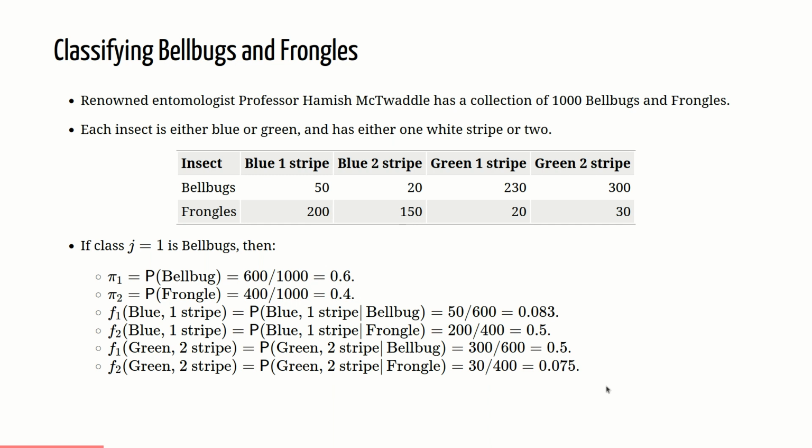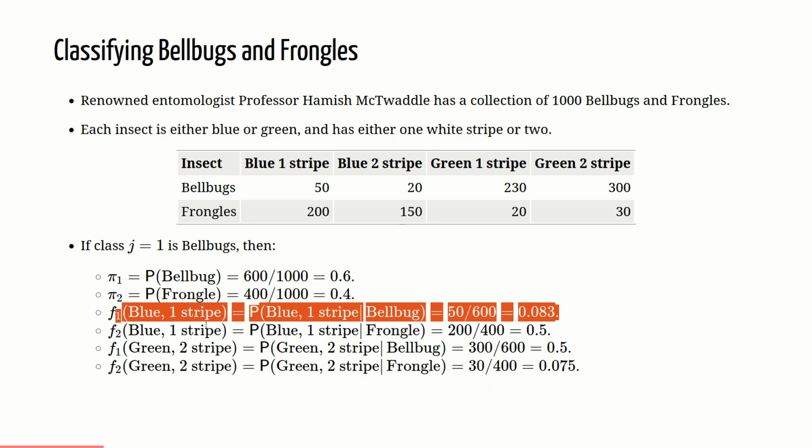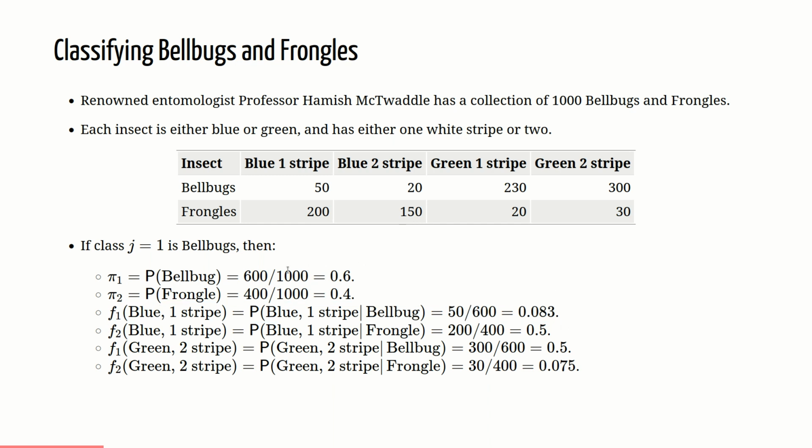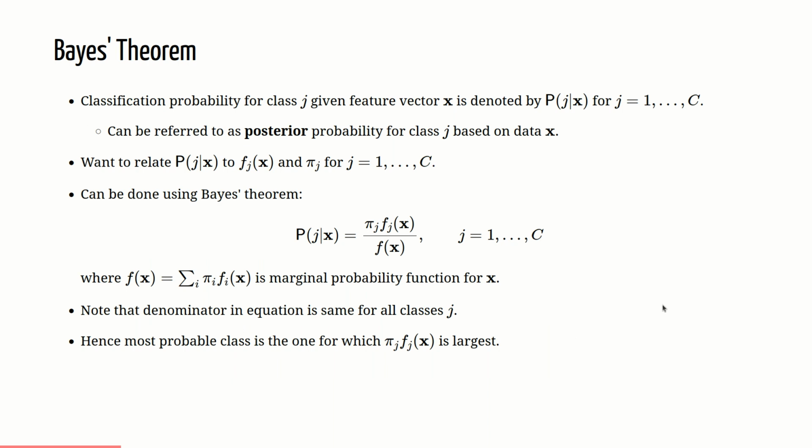Okay, so in order to do classification, given the green 2 stripe or the blue 1 stripe, we need to combine these numbers here, F1 and F2, with the pi's, right? And we do that using Bayes' theorem.